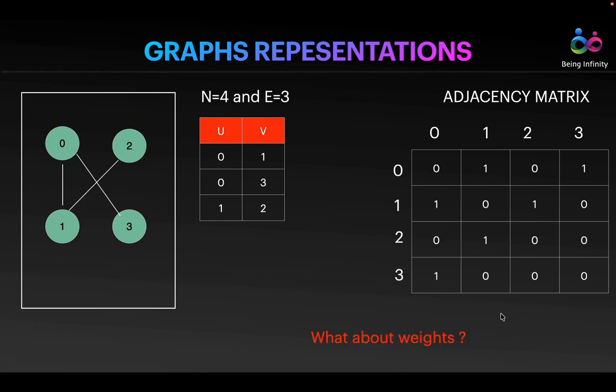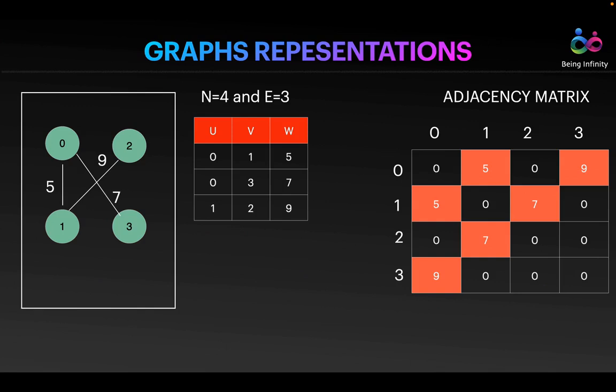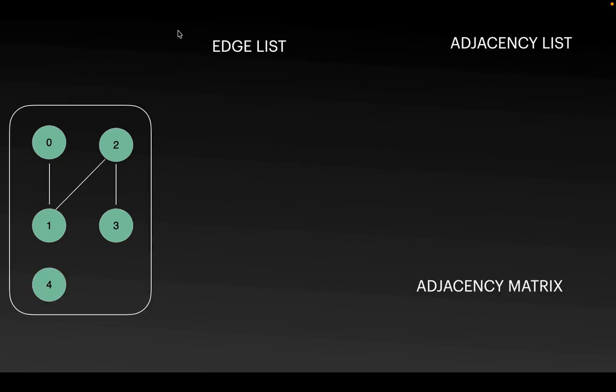Now if there are weights, it's really simple. Instead of putting 1 here, let's just put the weight itself. This is what the representation is. For this particular example, the edge list, adjacency list and adjacency matrix will look something like this.